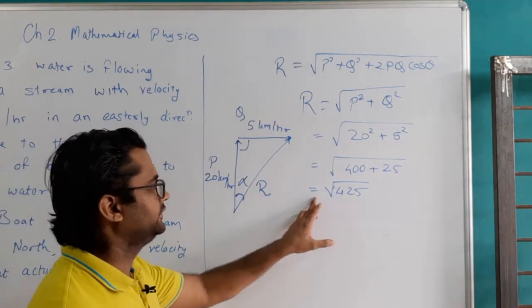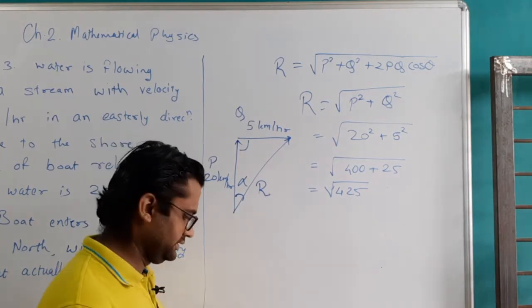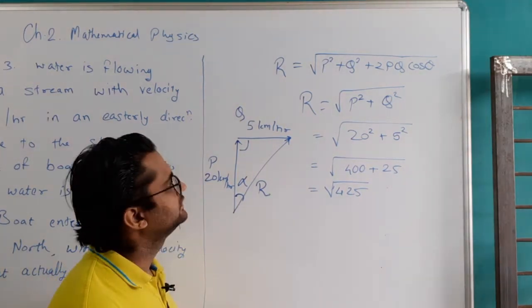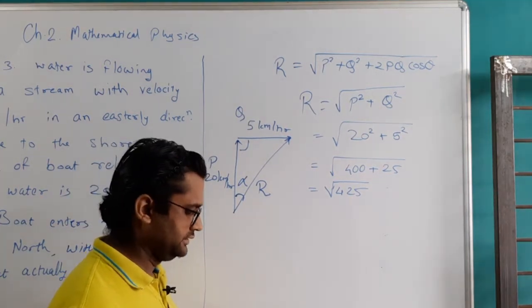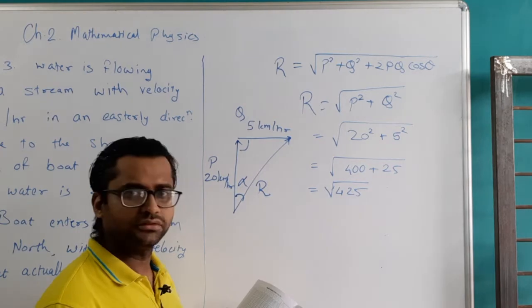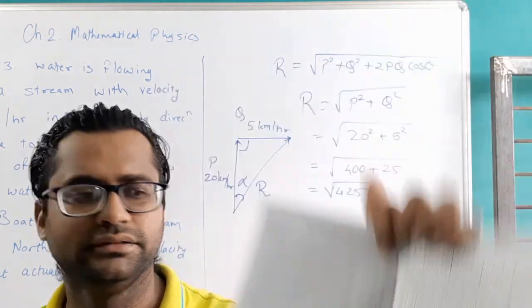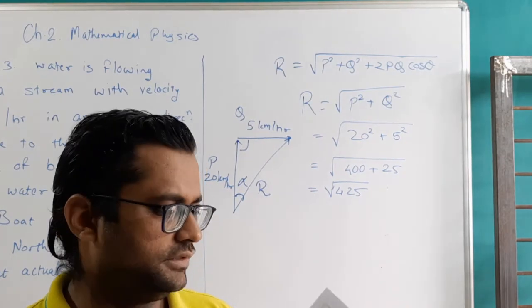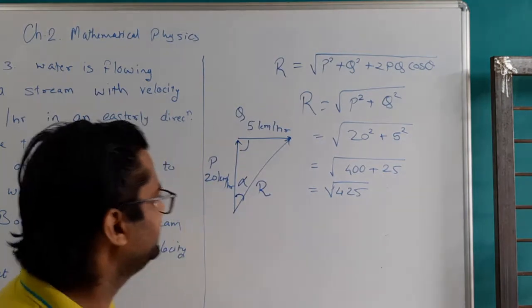First we will find the square root of 425. So we will use our log table and open the table of square roots. There are two tables: square root of 1 to 10, and then we have one more table, square root of 10 to 100. So which one should be used?